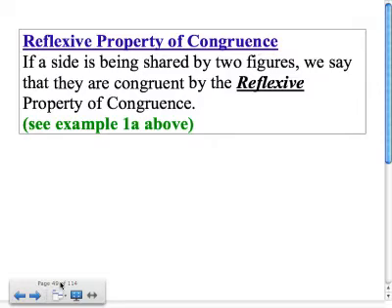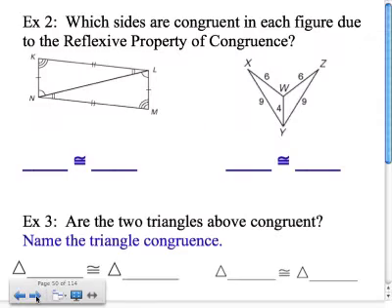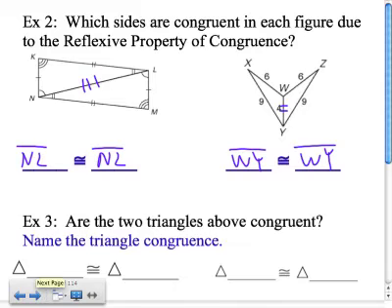I've already mentioned the reflexive property, but if a side is being shared by two figures, we say that they are congruent by the reflexive property. Again, it says see example 1A above. You're going to see that reflexive property quite a bit throughout these few sections, so just be prepared for it. Example 2 says which sides are congruent in each figure due to the reflexive property. NL is in both, so you'd say NL is congruent to NL. Over here in the second diagram, WY is the segment being used in both figures.